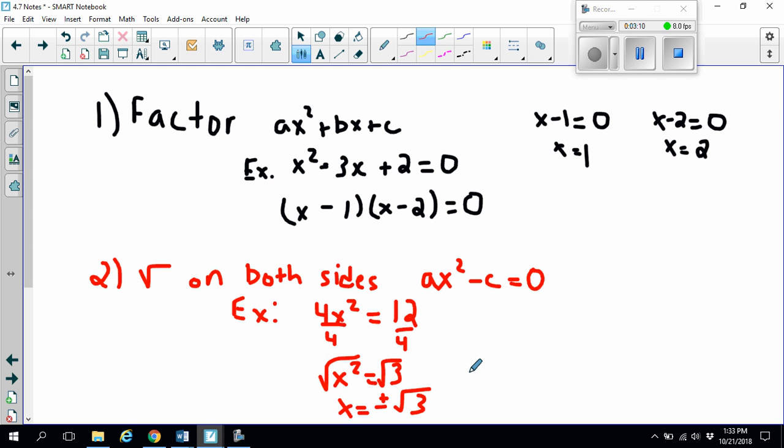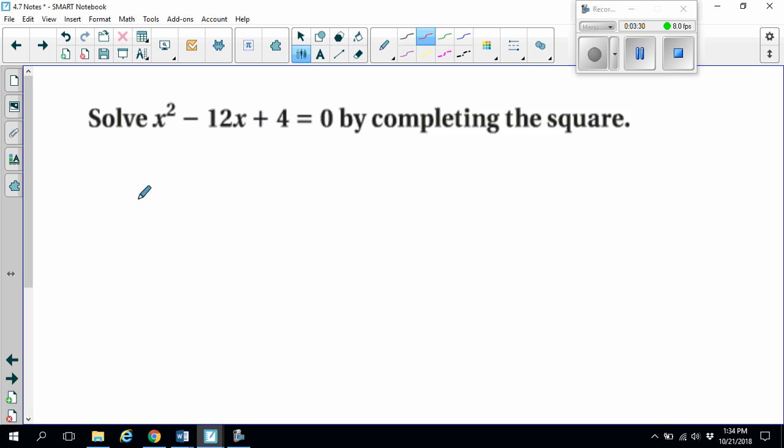So completing the square is actually a third way to solve quadratic equations, and you can use completing the square for any quadratic equation. Factoring, you have to use it for a certain type of quadratic, and taking the square root of both sides, same thing. So if we go back to our first problem, we're going to solve x squared minus 12x plus 4 equals 0 by completing the square. You're going to see later on that completing the square involves both factoring and taking the square root on both sides. So that's why you had to learn those two methods first, and then you're going to learn this method.